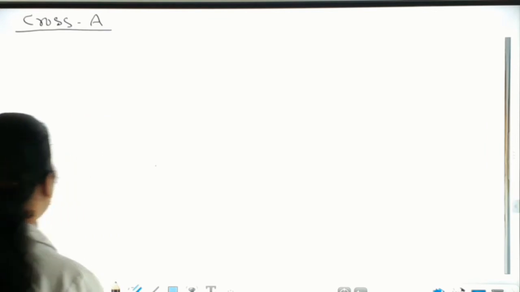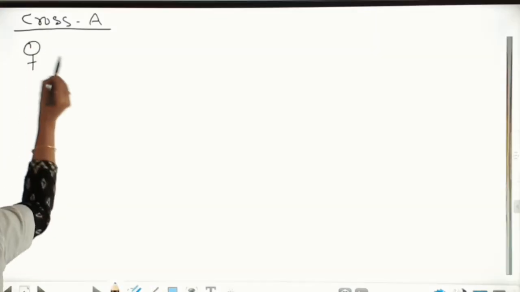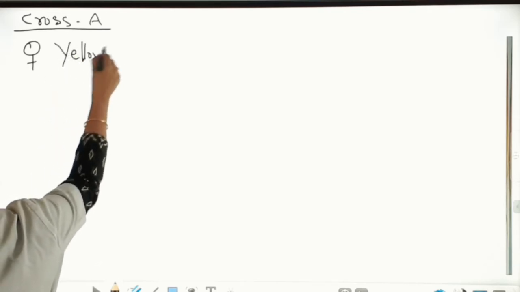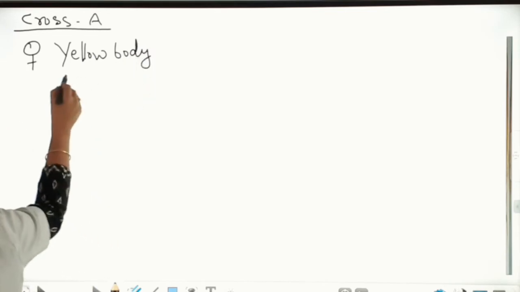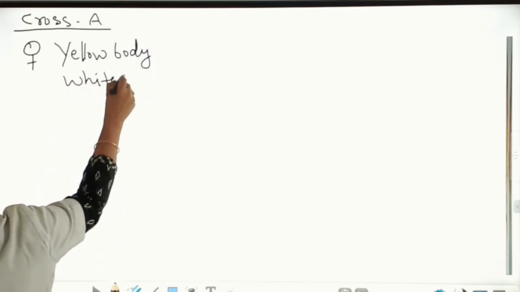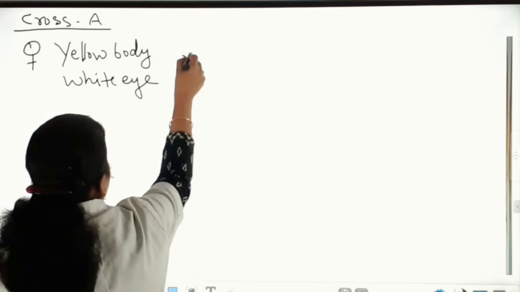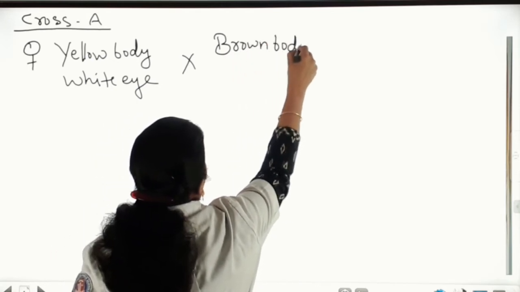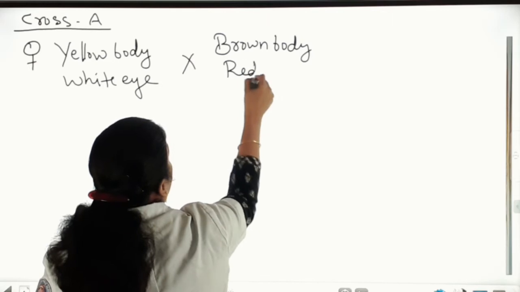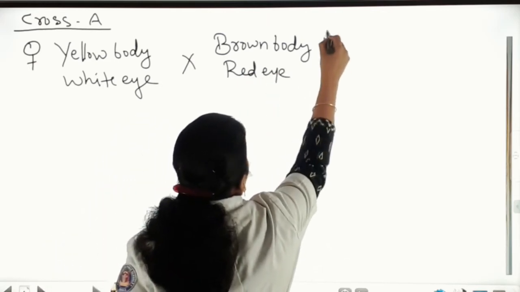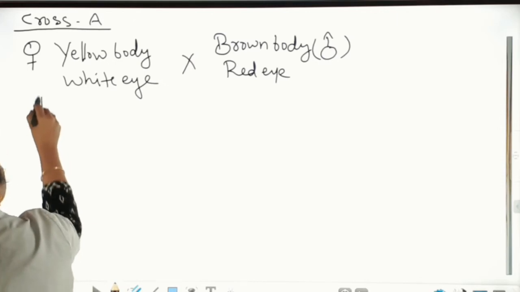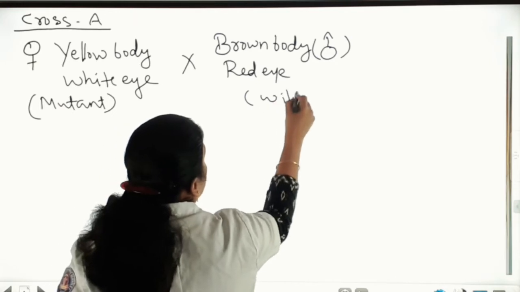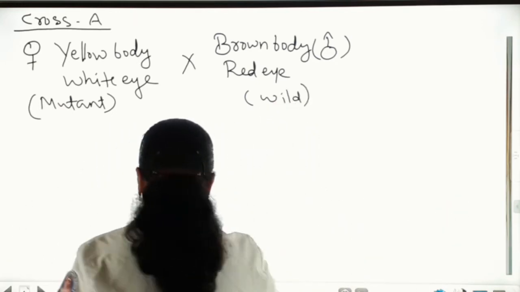In cross A, he selected a female having a yellow body with white eyes, and it is crossed with the male. The male has a brown body with red eyes. This is the male. And this is the mutant type. And this is the wild type. Okay, I'll show you the Drosophila.